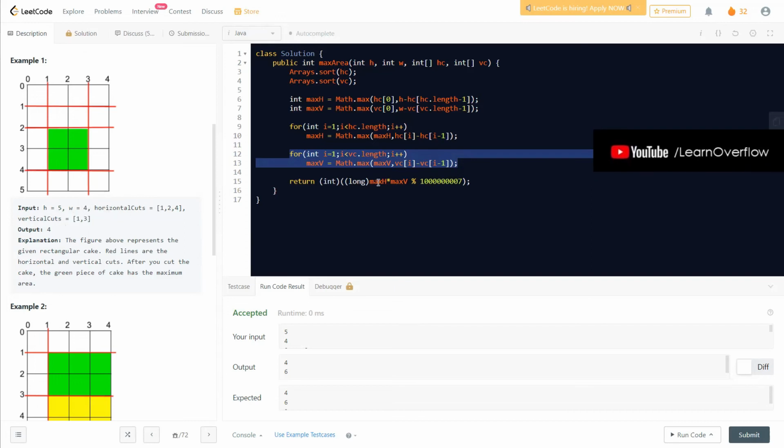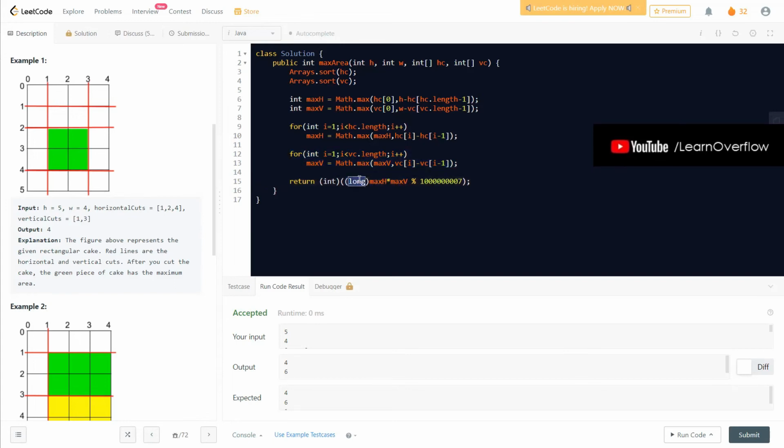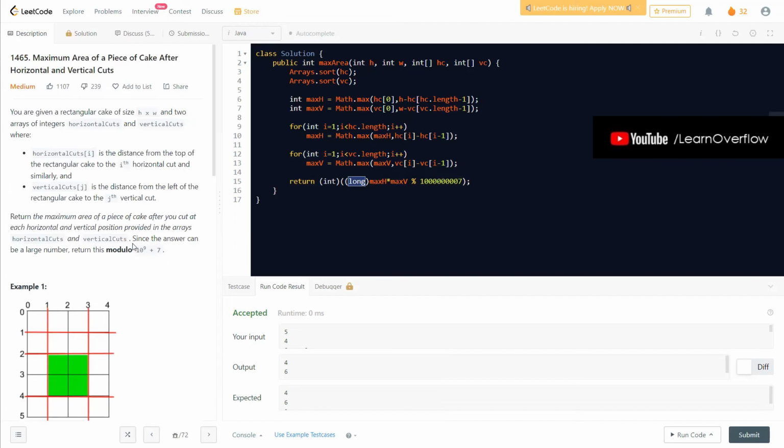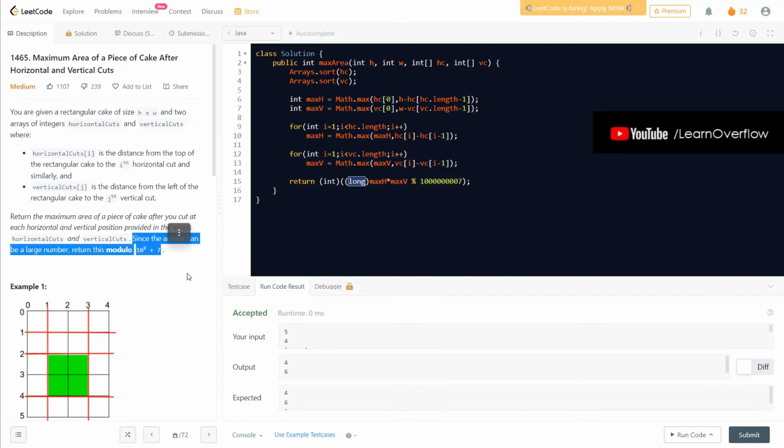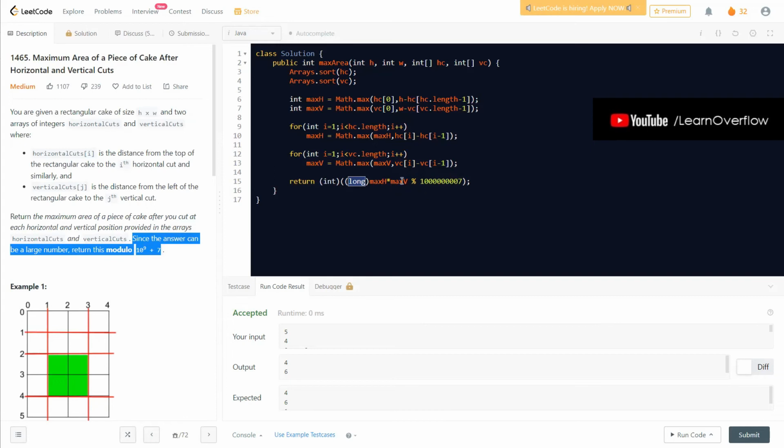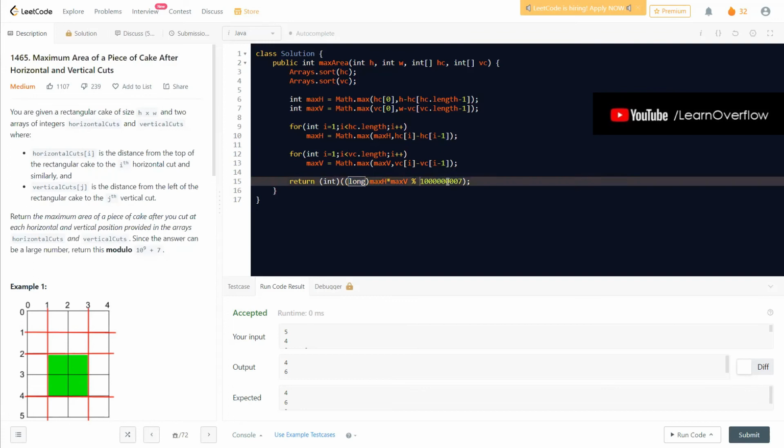Okay, and what else did we do? We just did a multiplication of these two. We make sure that this multiplication result ends up in a long type variable. Why is it so? Here was a hint: since the answer can be a large number, return modulo this. So the number may not be within the range of int. So we just extended the number to the range of a long, and after that we did a modulo of 10 to the power 9 plus 7 with this.